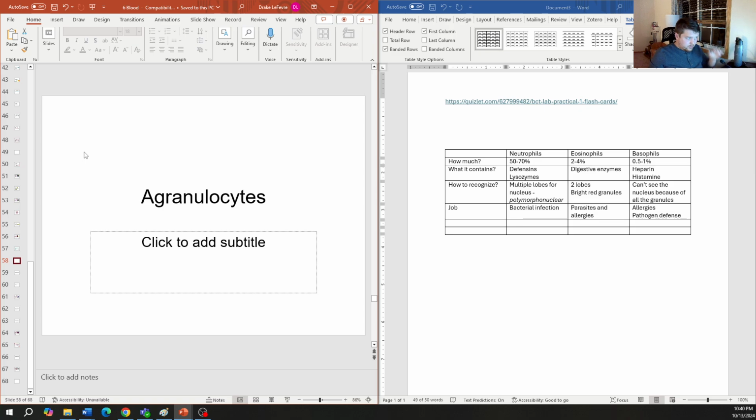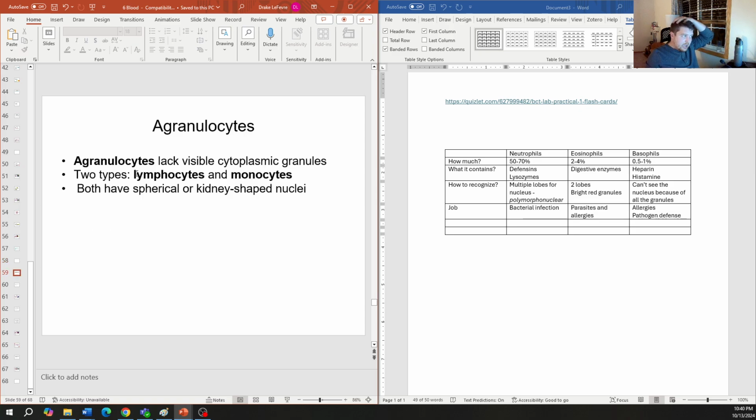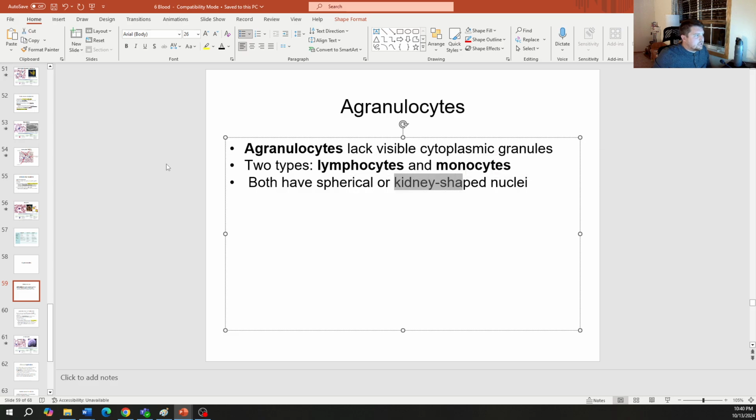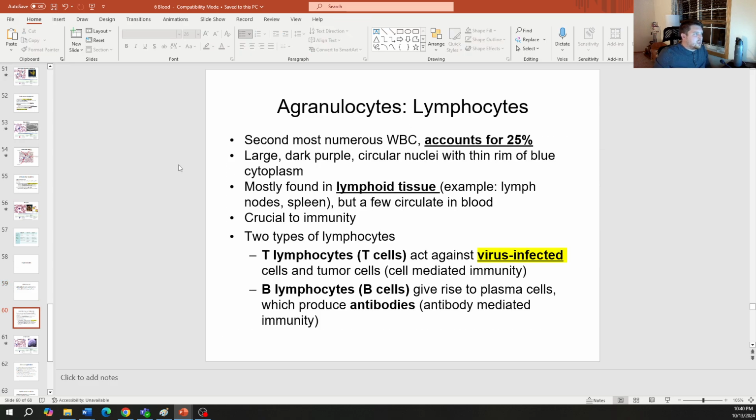Agranulocytes. I'll leave you guys to do the one for agranulocytes. So agranulocytes lack those granules. There are two types: we have lymphocytes and we have monocytes. Both have either spherical or kidney-shaped nuclei. So lymphocytes, again remember, never let L.